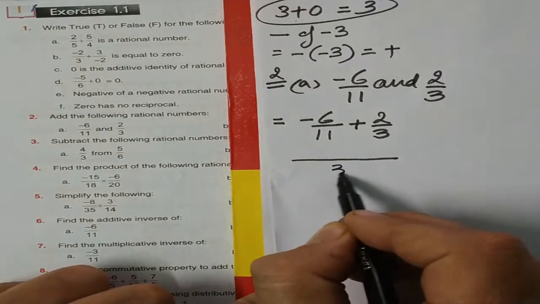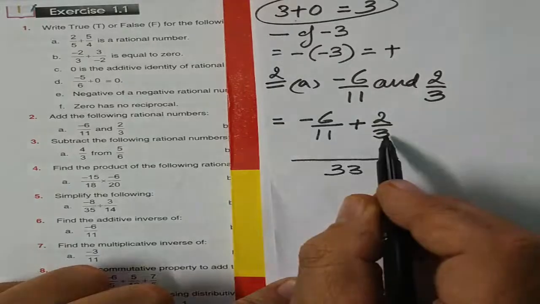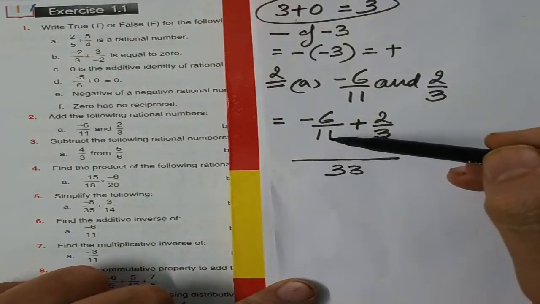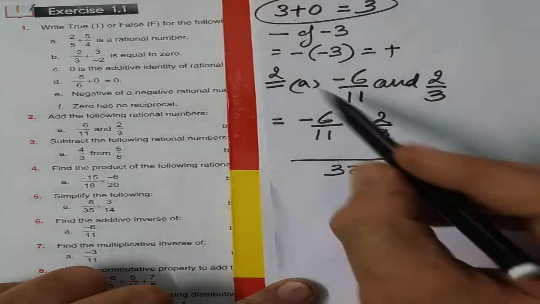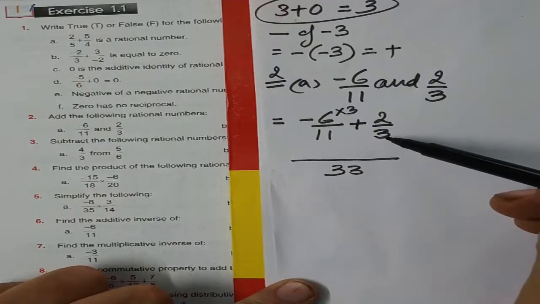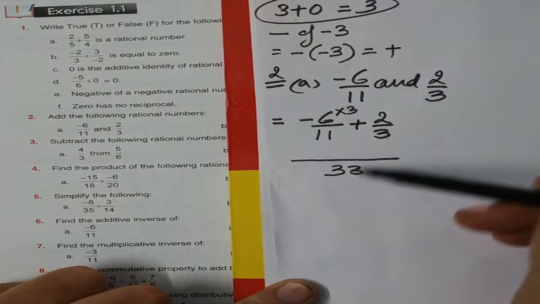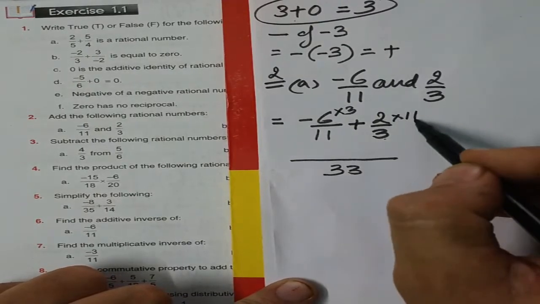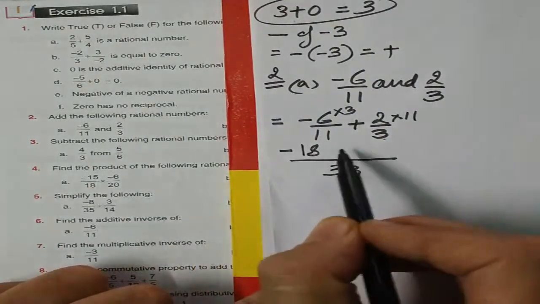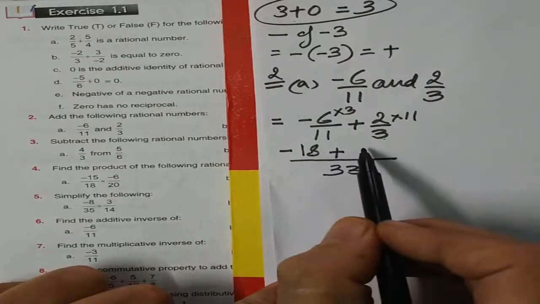So LCM is written here. LCM of 11 and 3 is 33. Now 33 will divide by 11, 11 3 times it will go. So this becomes 3 in the numerator. Then 3 will divide 33, it will go 11 times. So it will be 11 here. Minus 6 into 3 is 18, and plus 2 into 11 is 22.